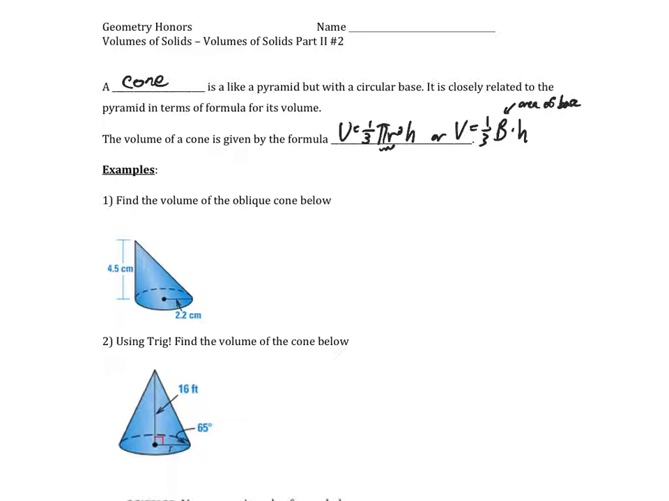So first one, volume of the oblique cone. So it's not a right cone, but it's an oblique cone. So to find the volume, this one's pretty simple. It gives us the height, so it would just be 1/3, right, times the area of the base, which is pi, times 2.2 squared, times the height, which is 4.5. That's going to be all equal to, if we round to 2 decimals, 2.81 centimeters cubed.